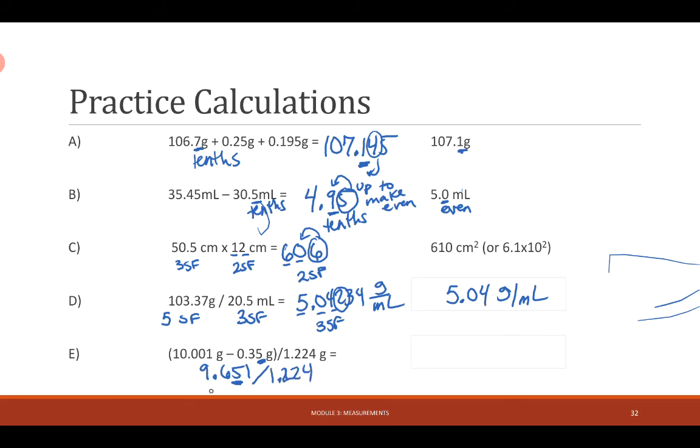Moving on to the next one, we're going to count this as 3 sig figs for the multiplication and division rule. This is 4 sig figs for the division rule. And then 3 divided by 4 means that we're going to keep 3 sig figs. So 1.22 divided by 1.224 is 7.88480. 1, 2, 3. So we're going to round down because the digit after the 8 is a 4. So we're going to round that down to 7.88.